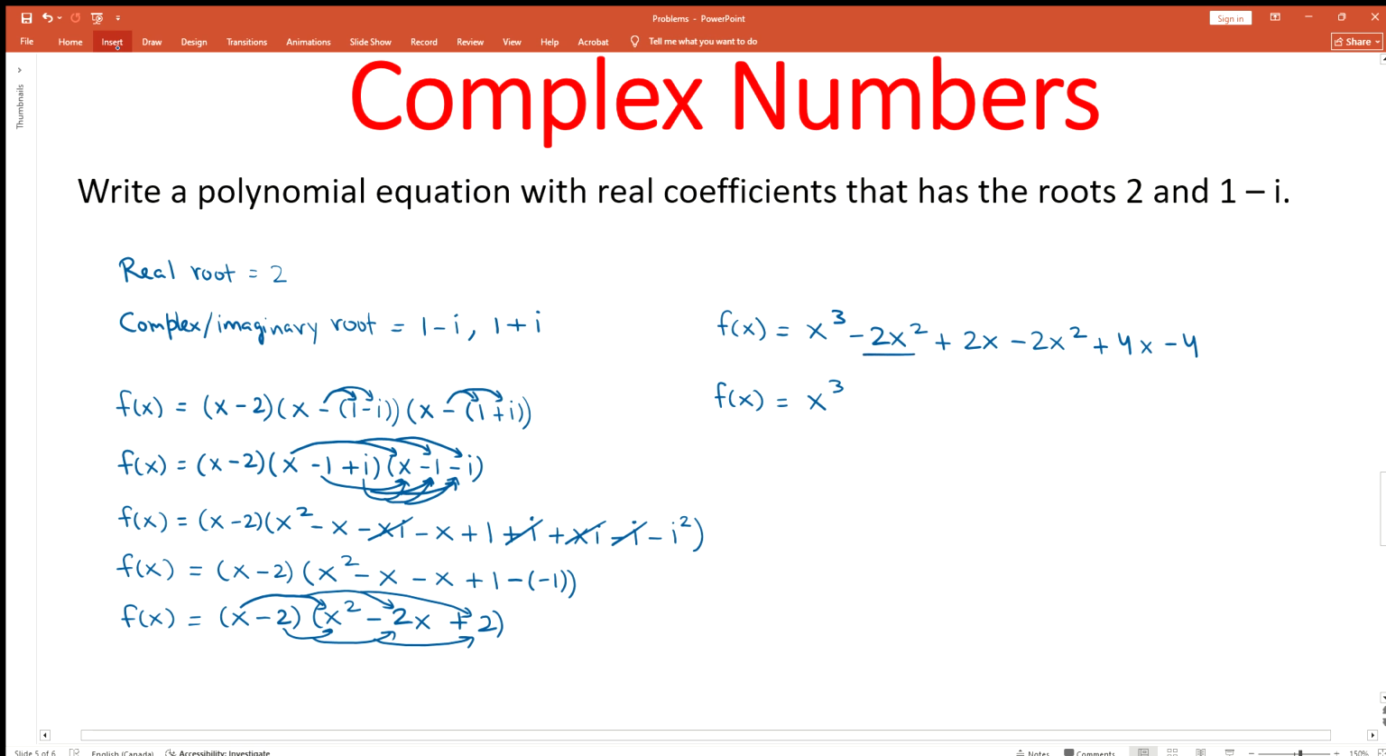Negative 2x squared and negative 2x squared are like terms. I get negative 4x squared. 2x and 4x are like terms. I get 6x and then minus 4. This is the equation of the polynomial. As we can see, this equation has real coefficients. So this is the equation of the polynomial with real coefficients that has the roots 2 and 1 minus i. This should be the final answer for this problem.